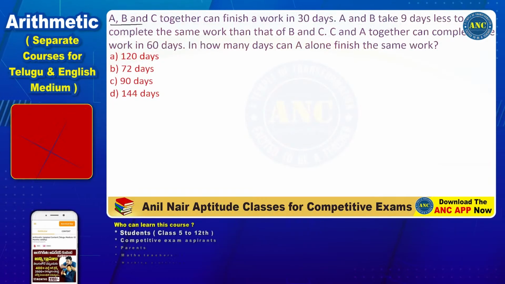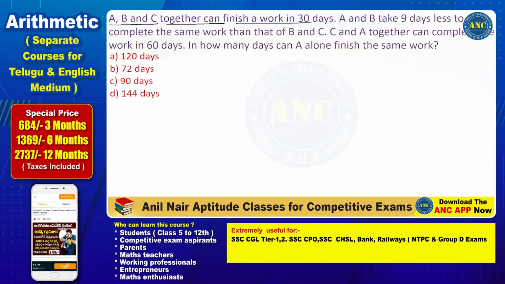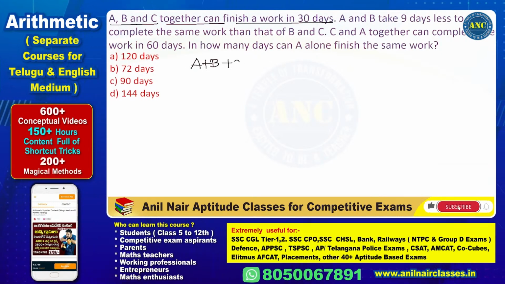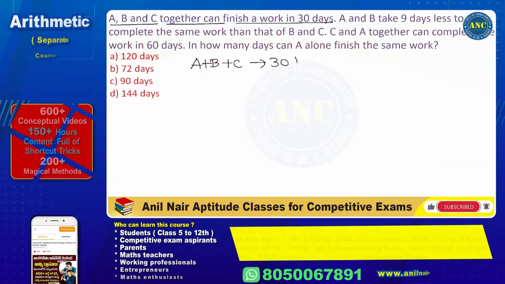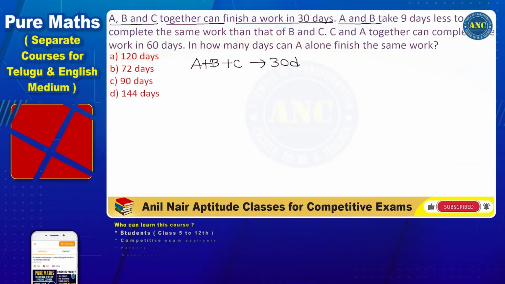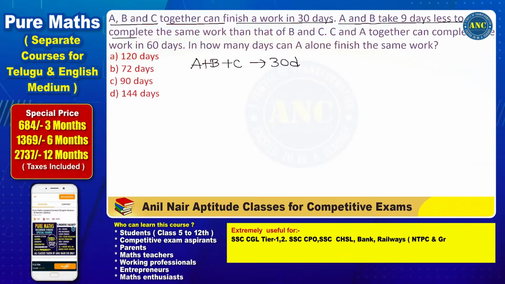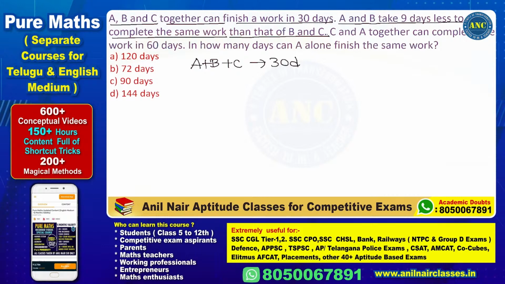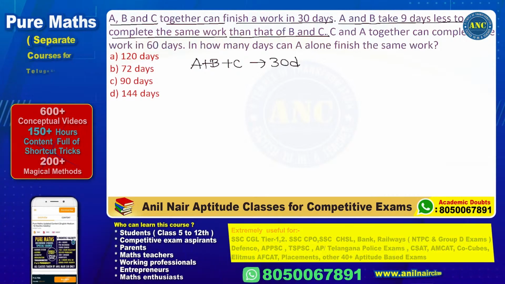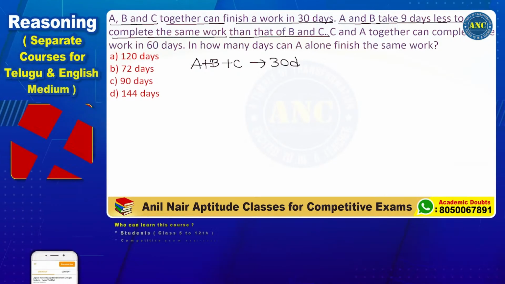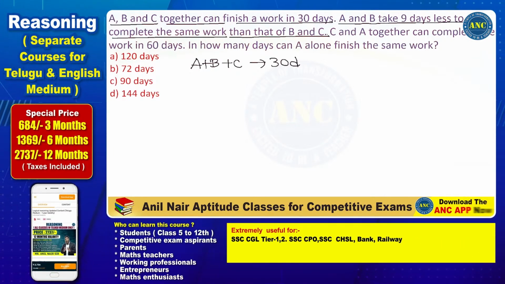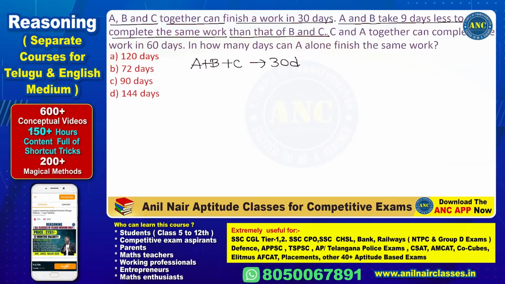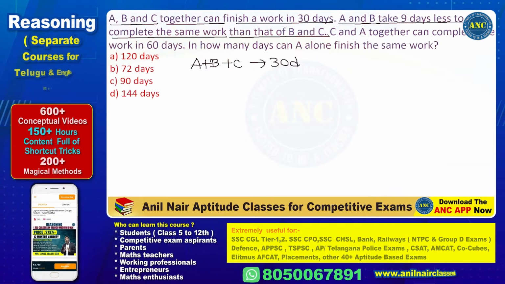Question says, A, B and C together can finish a work in 30 days. That means it's very clearly given that if all three people are working together, it will take 30 days to complete the task. A and B take 9 days less to complete the same work than B and C. That means if B and C are taking some days, A and B will take 9 days lesser than B and C to complete that same work, right? So A and B are actually good partners compared to B and C working together. That's the meaning of the simple statement.